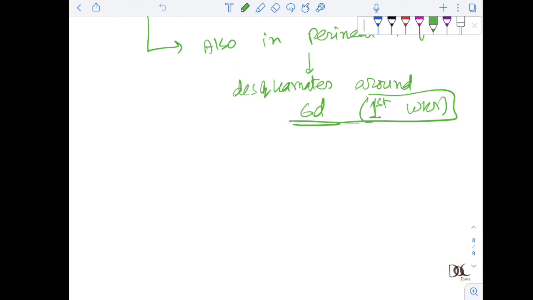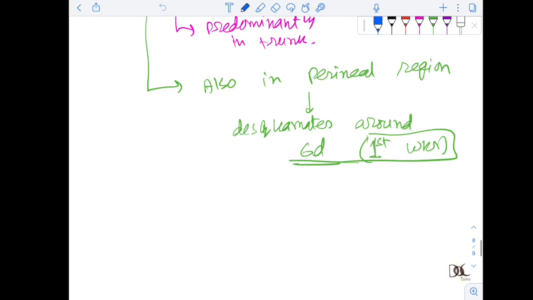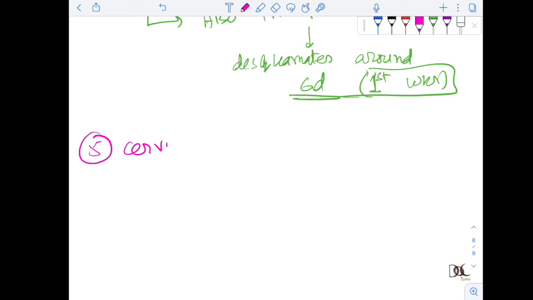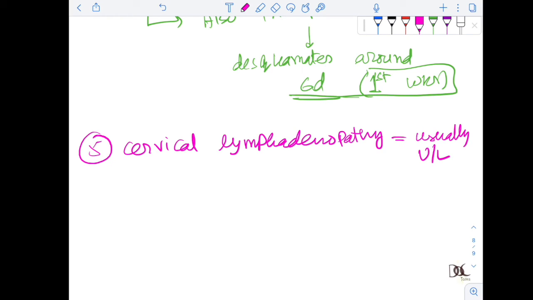And the last thing is cervical lymphadenopathy. Usually it is unilateral, with at least one node more than 1.5 centimeter. That's it. That is the criteria.